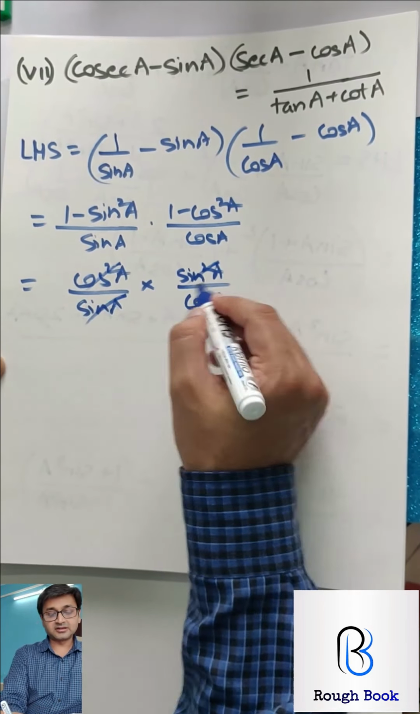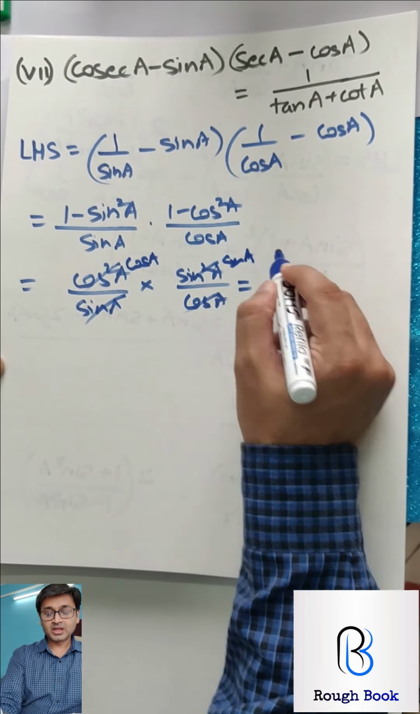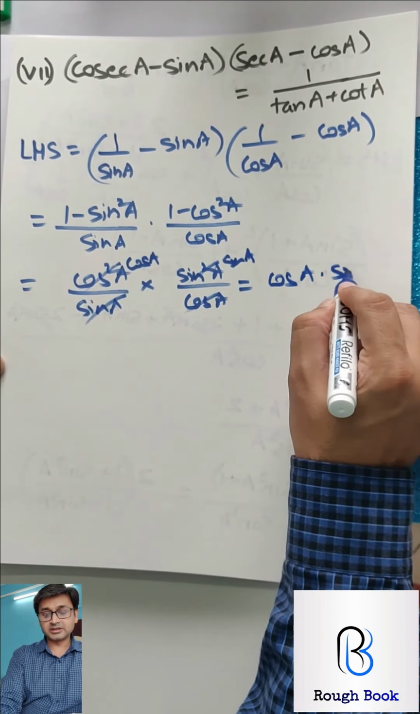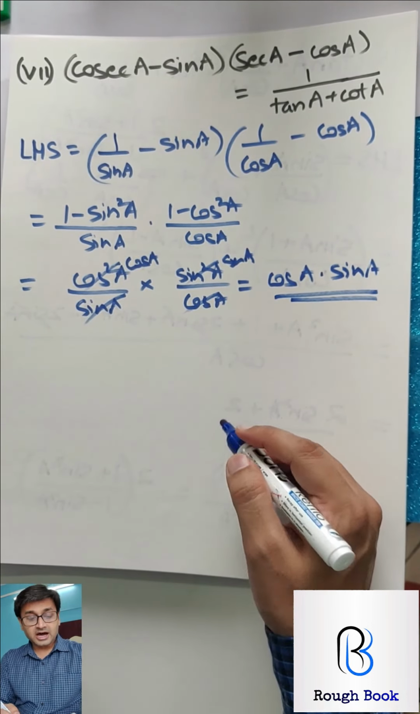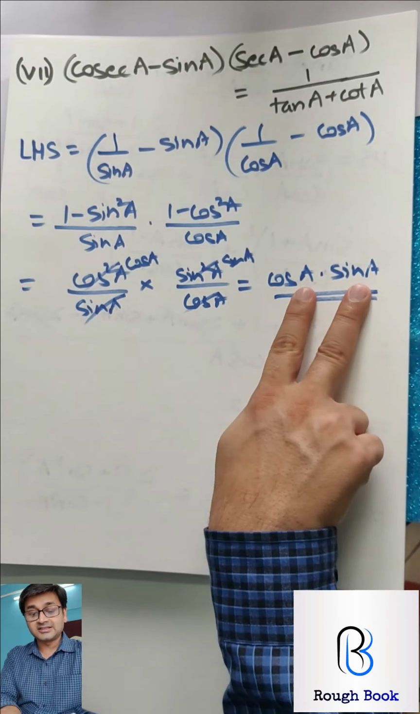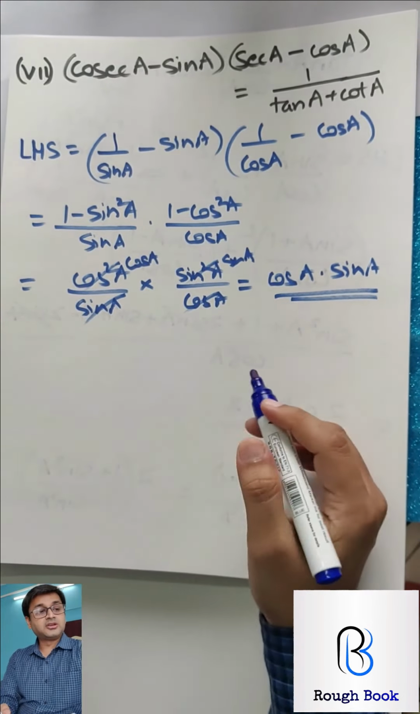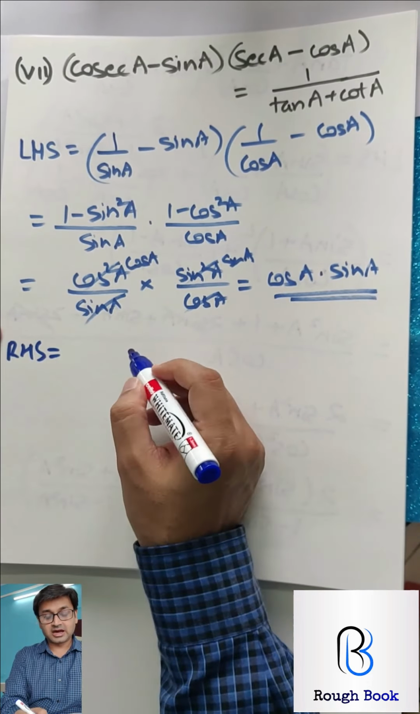1 cos gets cancelled, 1 sin gets cancelled. So what is left is cos A into sin A. So I'll write over here cos A into sin A. This is my LHS. Now take the RHS. Solve this also, converting into sin cos, and get the same thing there also, and then you can say therefore LHS is equal to RHS. So let's try the RHS.